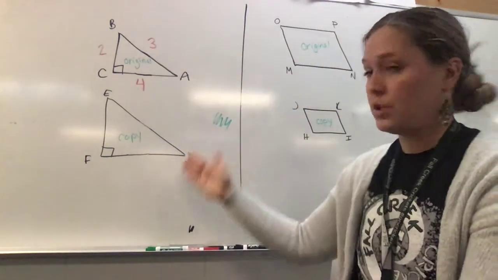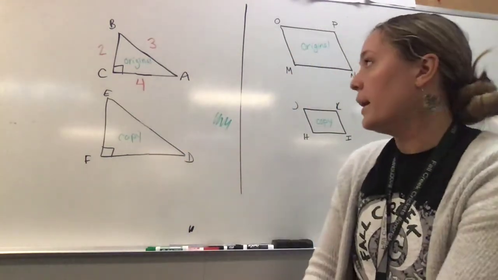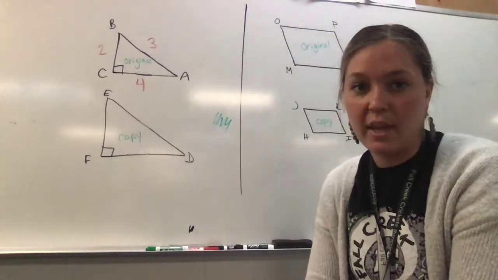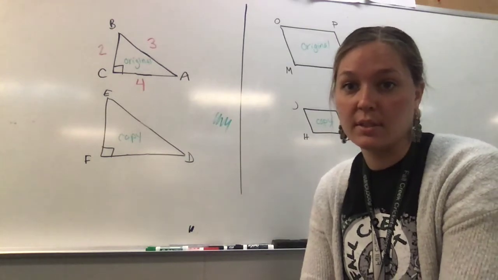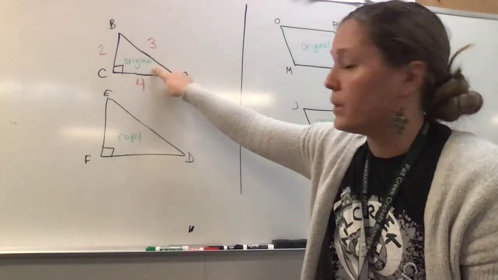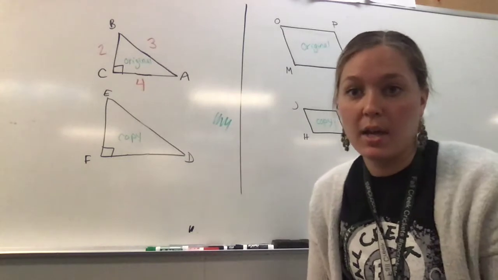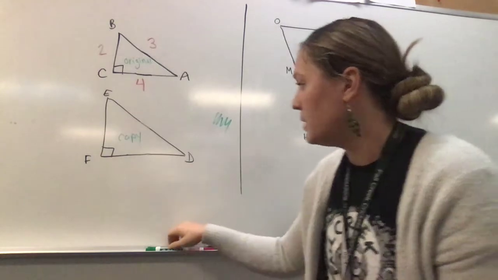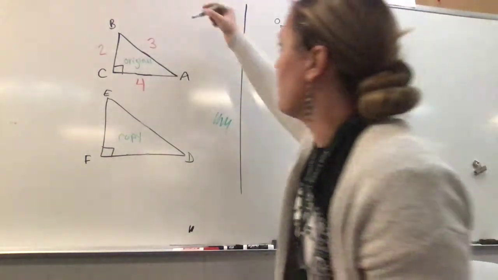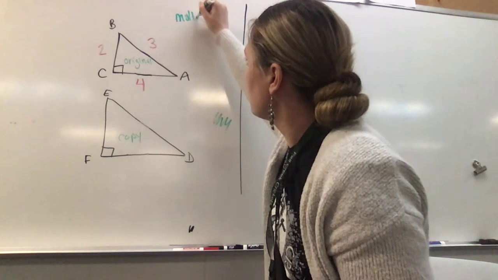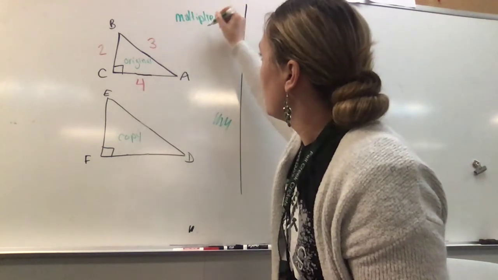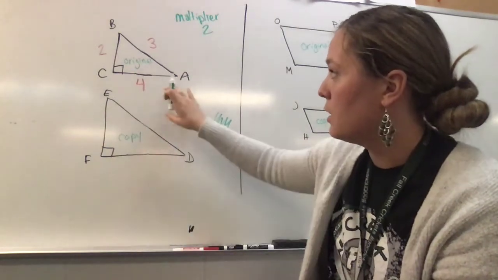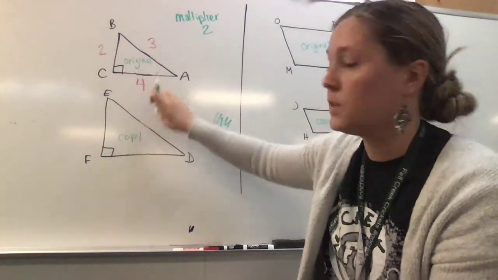So let's start with these 2 shapes here, these 2 triangles. So I have triangle ABC and triangle DEF. Now you'll notice that they have the same shape, but not necessarily the same size. So I'm going to say that the smaller one's my original, and I'm going to put it into a copy machine. And let's say that I want it to be twice as big. So my multiplier is 2.